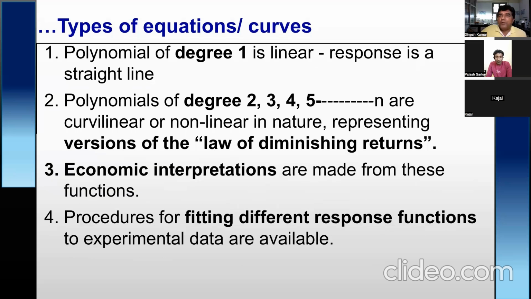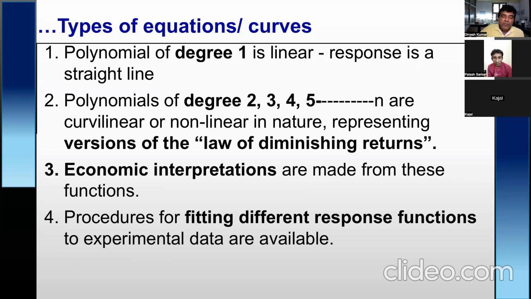Now, types of equations or types of curves. Heading is types of equations and types of curves. So polynomial of degree 1 is linear. Response is a straight line. Polynomial of degree 2, 3, 4, 5, and n are curvilinear. The first is linear, others are called curvilinear or non-linear. Quadratic, cubic, and higher are curvilinear or non-linear, representing different versions of the law of diminishing return.